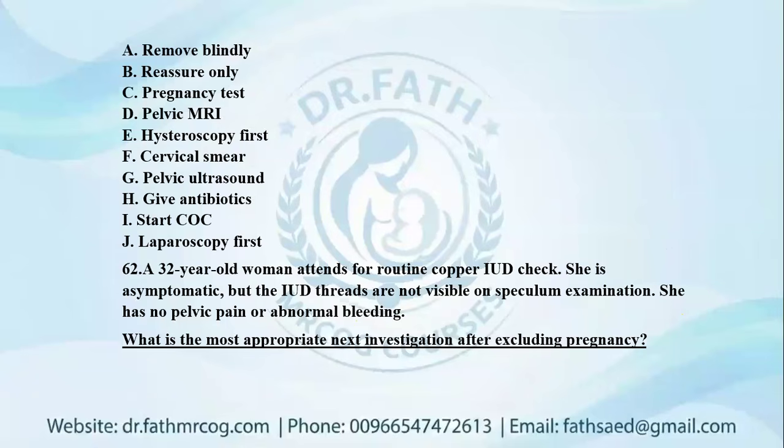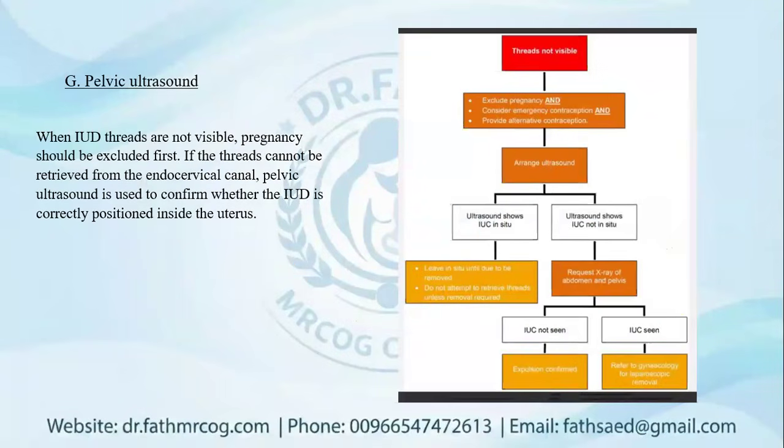Let's repeat. She has an IUCD, the thread is not visible, the patient is stable. What will you do? Ultrasound. Yes, you arrange an ultrasound. If the ultrasound shows the IUCD in situ, leave it in situ until due to be removed, and don't attempt to retrieve the thread unless removal is required.